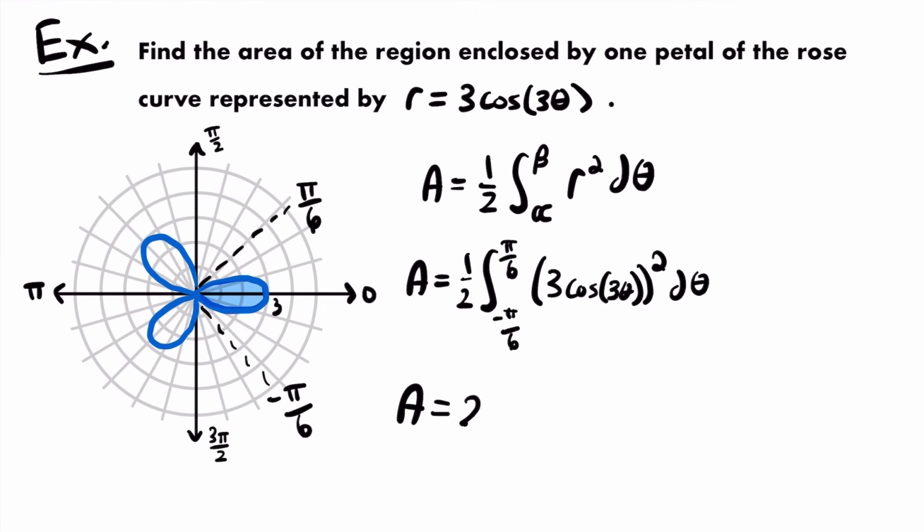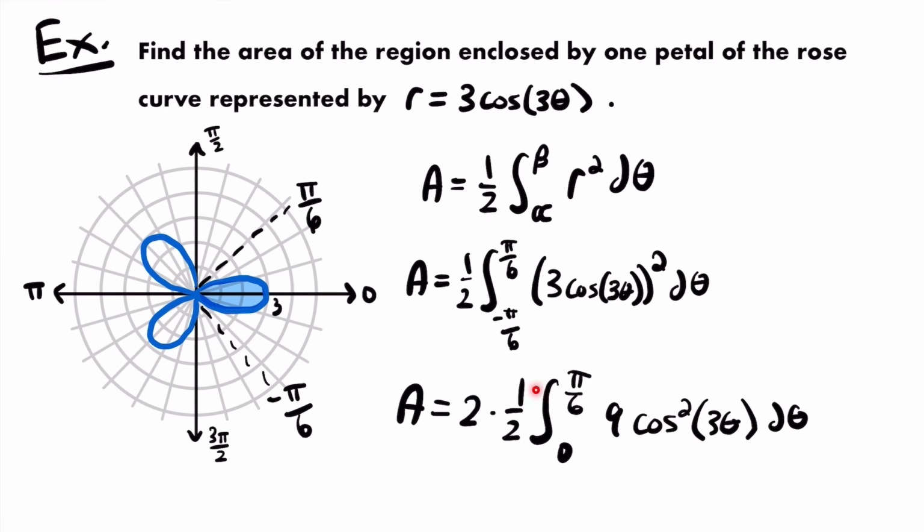We'll have that the area is equal to 2 times 1/2 times the integral from 0 to pi divided by 6 of this quantity squared. So we'll square 3 and square cosine of 3 theta. So we'll have 3 squared, which is 9, times cosine squared of 3 theta d theta. All right, so this is the definite integral that we will use to calculate the area of this one petal of this rose curve. So now let's work on solving this integral.